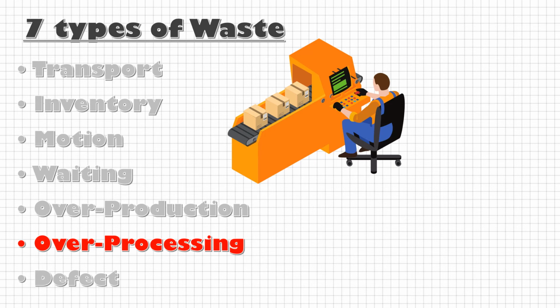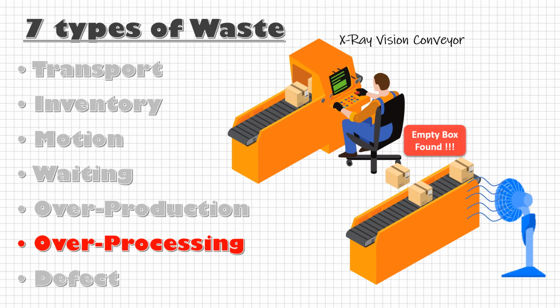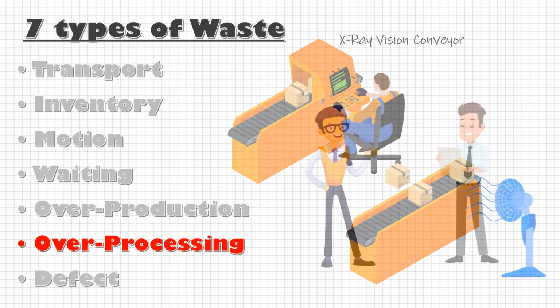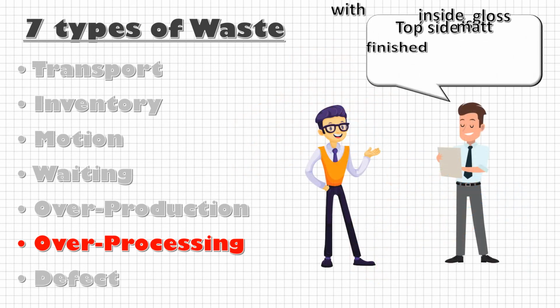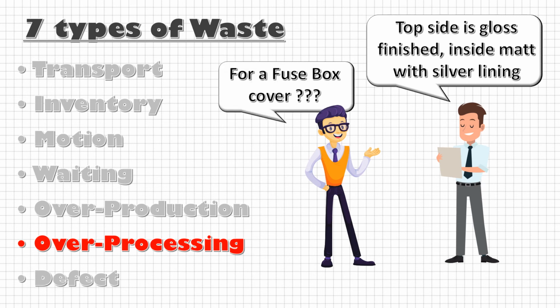Overprocessing. Spending resources on a process or feature that does not add value. For example, using an elaborate X-ray vision system to identify a rather easily detectable defect. Extra processing to achieve A-grade aesthetics on areas which are not even visible to the end user. You get the general idea. Process just what is required and not more, since it will only add cost and the customer will not pay for it.